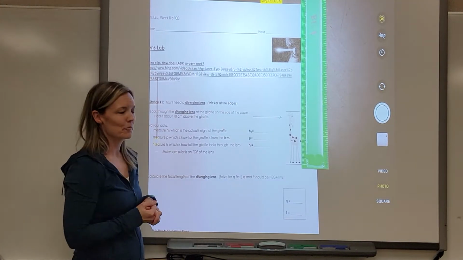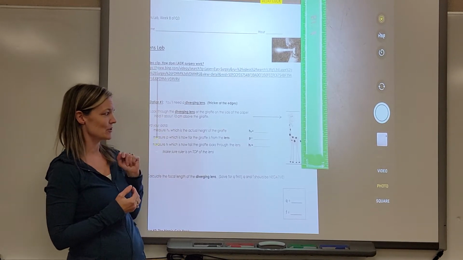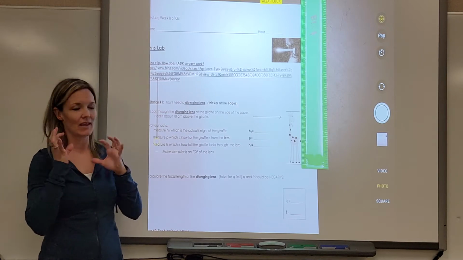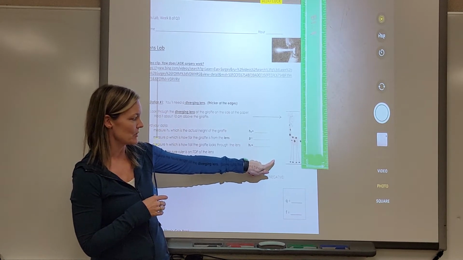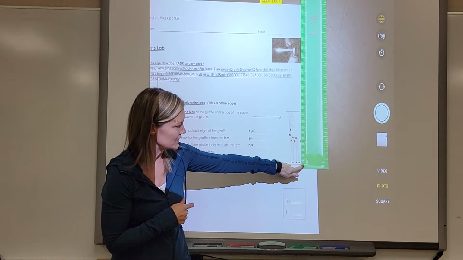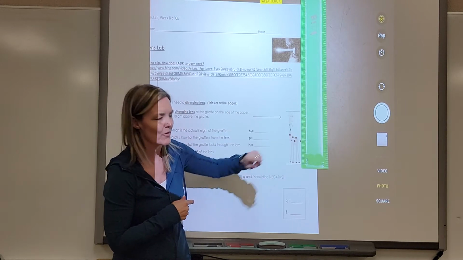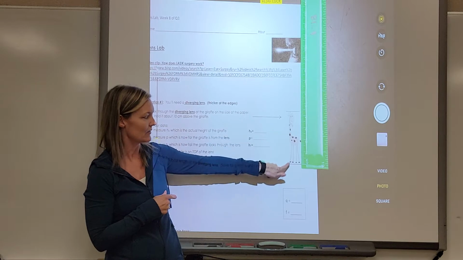Okay, we are now moving on to station number 2. I am going to take a diverging lens. I have the camera set up on my iPad. We are going to take the starting measurement in centimeters of this giraffe. So if you look, I have it lined up with the 0 centimeters and it goes up to about 4.4 centimeters. So that's going to be HO, the starting height of the giraffe.